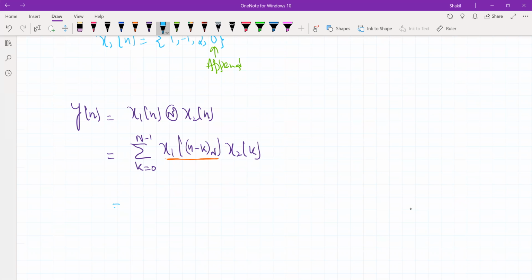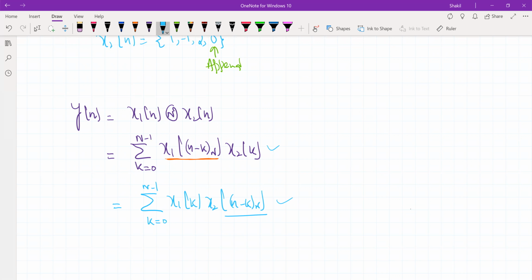And we can also write it like this. We can give the circular shift to the second sequence. We can also write it as x1 of k, x2 of n minus k, and this again means the circular shift of the sequence. So we can use either this one or this one to evaluate the circular convolution between the two sequences. Alright, so this is how we obtain the circular convolution between sequences.